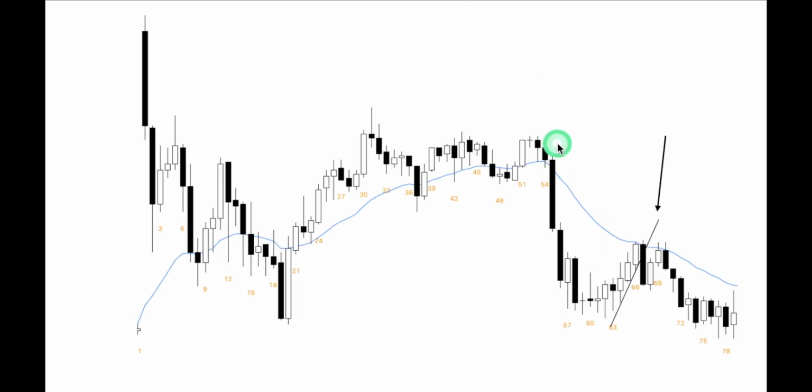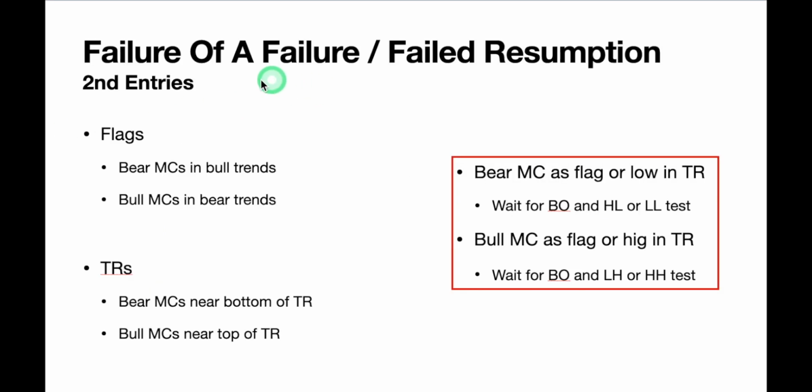So we've talked about these examples before. Bear spike, we got a second leg down already here, but now we're still expecting one more at least reasonably sized leg down from this. So you look for the first breakout to fail, take the second one, take the second reversal. So failure of a failure or failed resumptions, they're best in flags, so bear microchannels in bull trends and bull microchannels in bear trends, and also in trading ranges. So bear microchannels near the bottom of the trading range or bull microchannels near the top of the trading range.